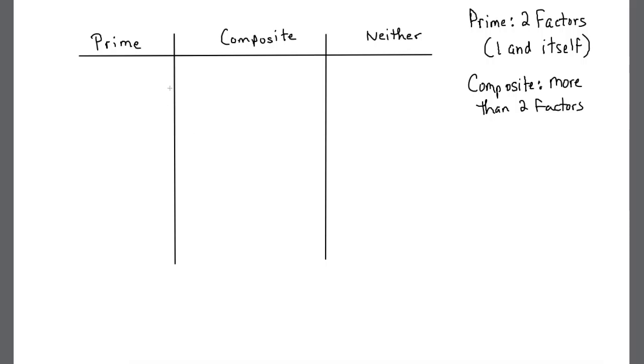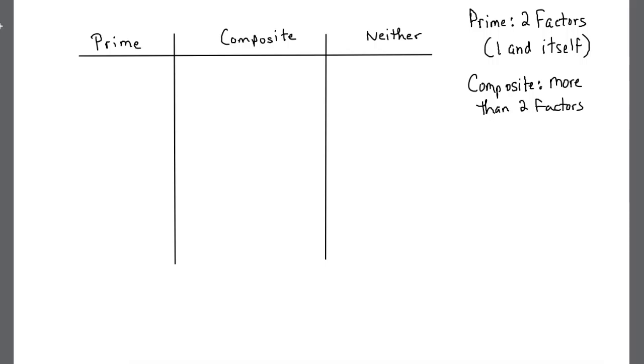So when we talk about factors, we're talking about numbers that will divide evenly into another number. So we have two definitions here. The first one is a prime number. A prime number has exactly two factors, the number 1 and the number itself, whereas composite numbers have more than two factors. In other words, the composite numbers have more than two numbers that will divide evenly into them.